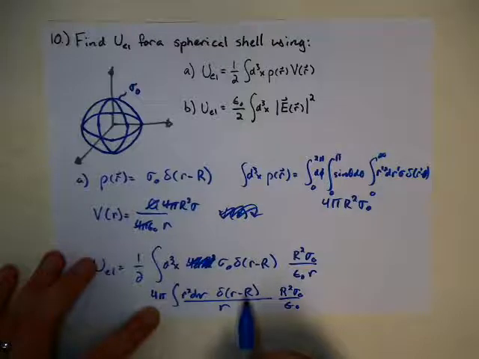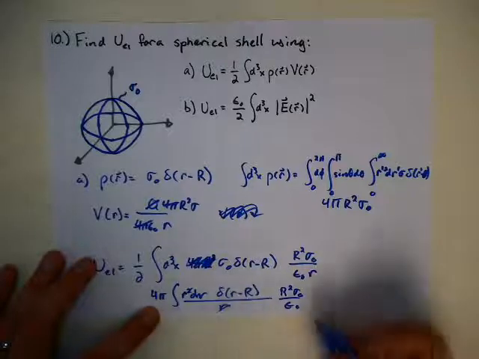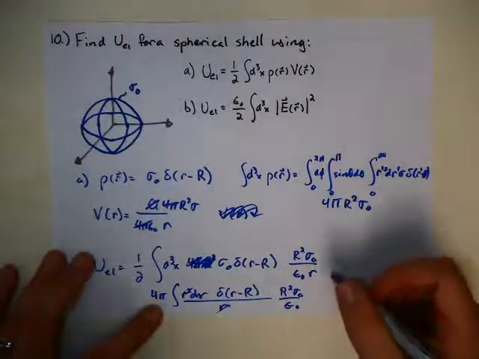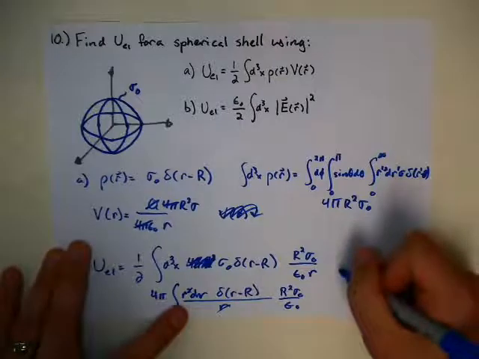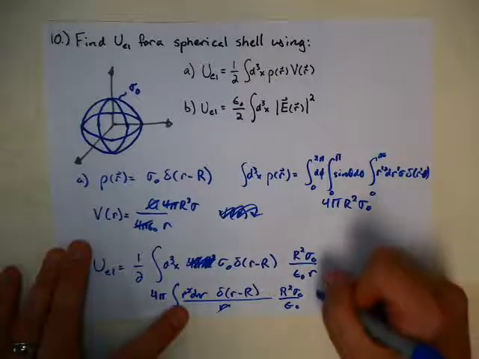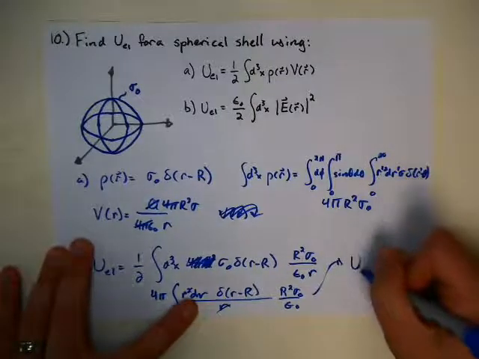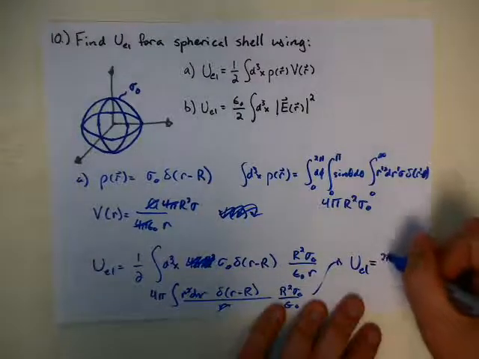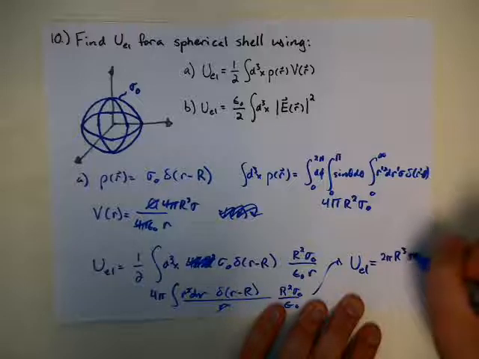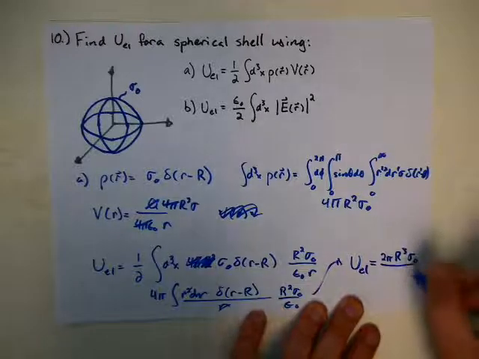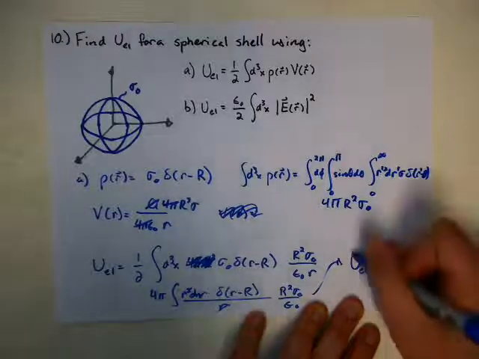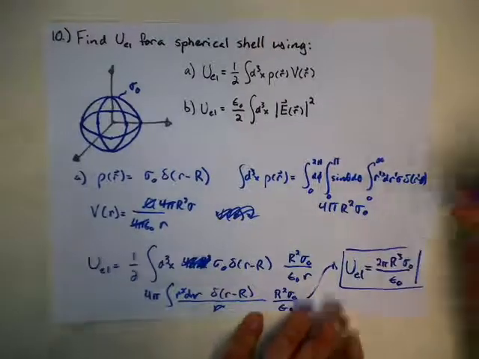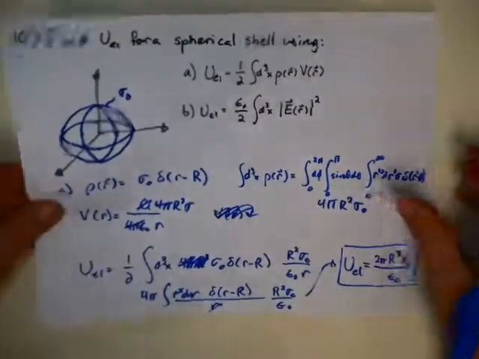The integral of a delta function simply evaluates what's inside at that point. So what's inside is simply r, so this gives me another r. And this says that, taking this up here, the electrostatic potential energy for this case is 2 pi R cubed sigma naught squared over epsilon naught. So that's for part A.